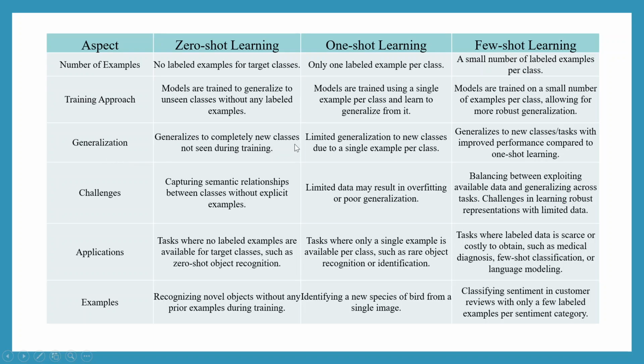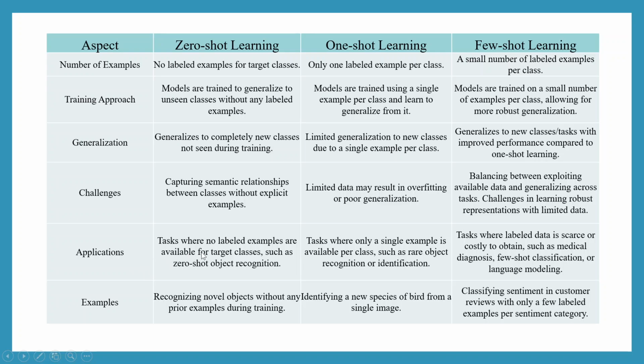Generalizes to completely new classes not seen during training. Limited generalization to new classes due to the single example per class. Generalizes to new classes and tasks with improved performance compared to one-shot learning. Challenges: capturing semantic relationships between classes without explicit examples. Limited data may result in overfitting or poor generalization. Balancing between exploiting available data and generalizing across tasks. Challenges in learning robust representations with limited data.